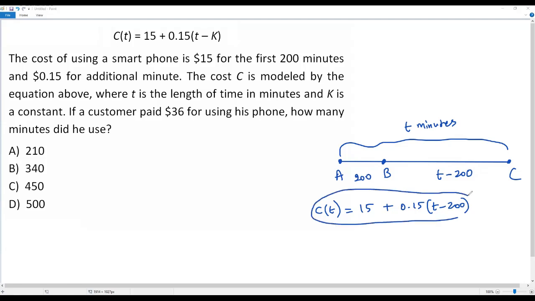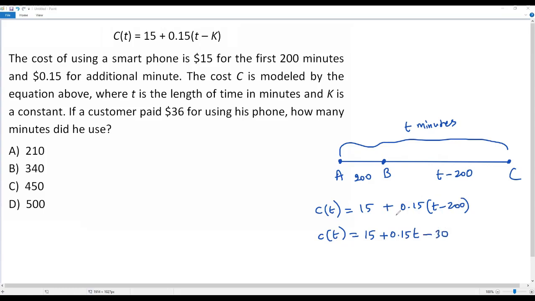Now, let's do some more simplification in the cost function. And then we can plug in this 36 for C of t and solve for t. C of t equals 15 plus, now we can distribute this 0.15 to this t and this negative 200. When I distribute this positive 0.15 to this t, I am getting positive 0.15t. When I distribute this positive 0.15 to this negative 200, I am getting negative 30. That is, positive times negative is negative. When I multiply 0.15 and 200, I am getting 30. Then I am getting C of t equals 0.15t, and when I combine this positive 15 and negative 30, I am getting negative 15.